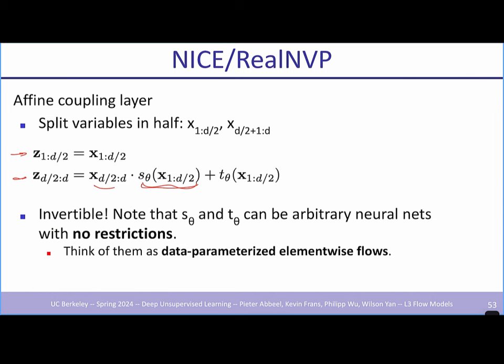And it's easy to invert because once you have the z's, it's very easy to get back to the first half of the x. Once you have the first half of the x, you can compute this. Once you have this here, which is just a diagonal multiplied in, you can just solve to get the other x's out by essentially bringing this to the other side and then dividing by this, and you're good to go.